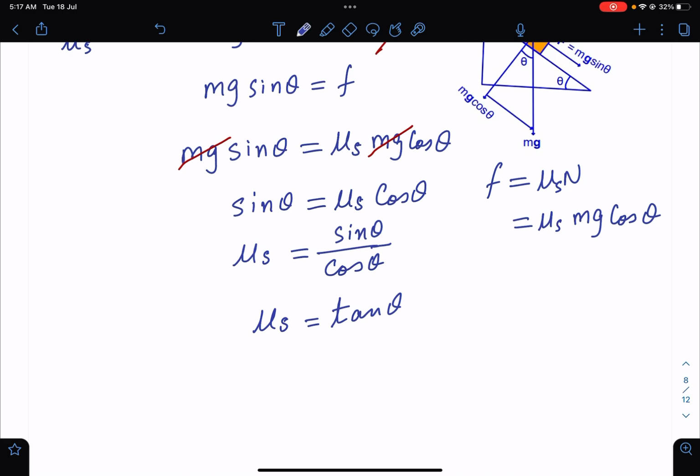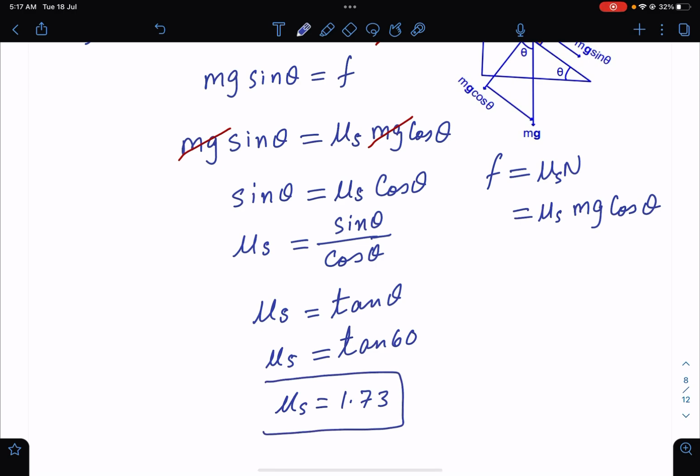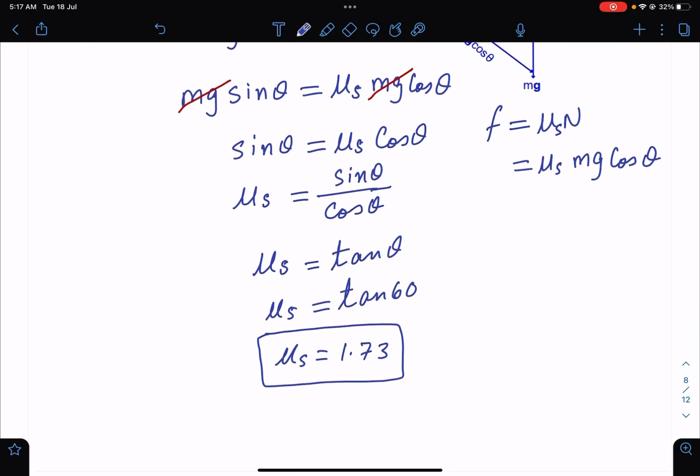And our theta equals 60. Therefore, mu s equals tan 60, which is, here's tan 60, square root 3, which is 1.732. Mu s is 1.732.